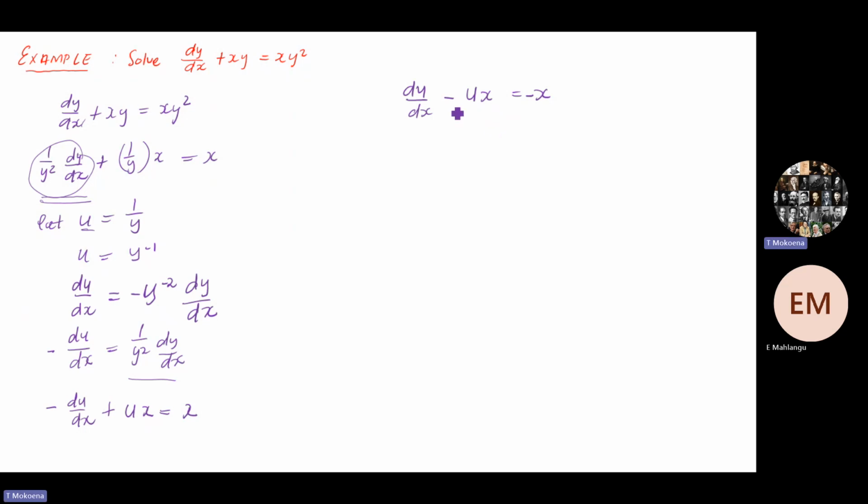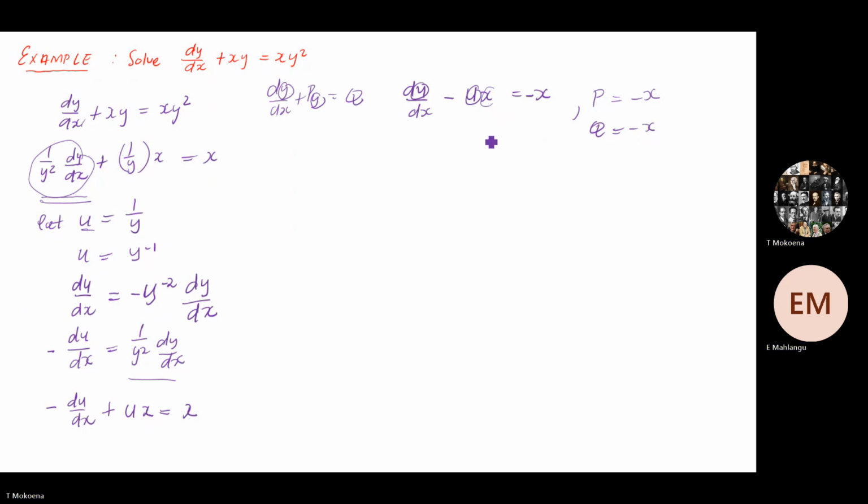So meaning, when we want to solve the linear equation, we have to determine the integrating factor, right? Meaning we have to know the value of P, and we have to know the value of Q from this step. So at this point, our P is going to be what? Remember, linear says dy over dx plus Py equals Q. So this is the variable, this is the variable here. So that means our P is going to be negative x. You see? And then our Q is going to be negative x as well.